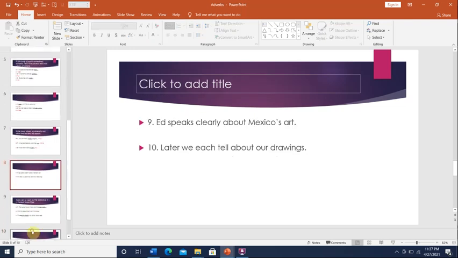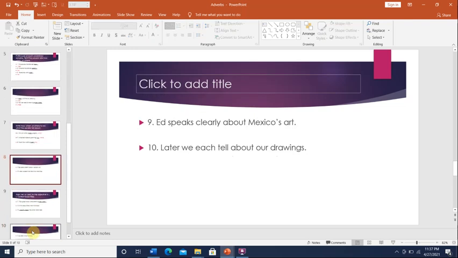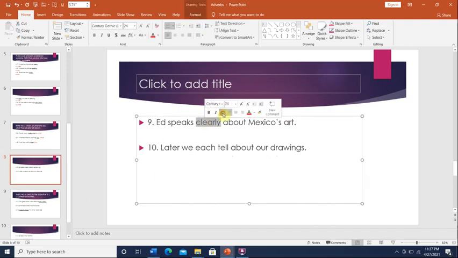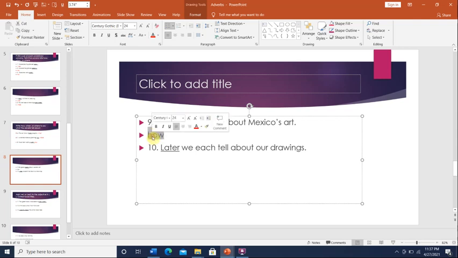And number 9, Ed speaks clearly about Mexico's art. I'm sorry, this is supposed to be underlined and this is supposed to be underlined. So Ed speaks clearly about Mexico's art. Clearly shows you how he's speaking. Okay? Later, we each tell about our drawings. Later, we each tell about our drawings. That means when. Right? Yes.